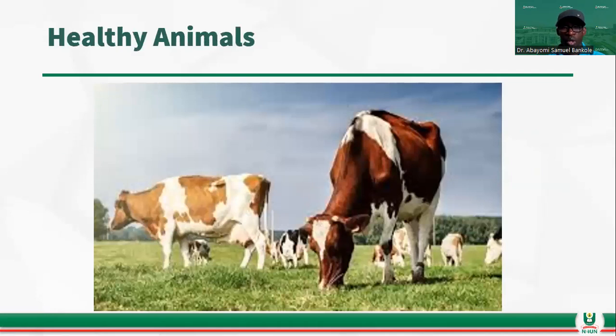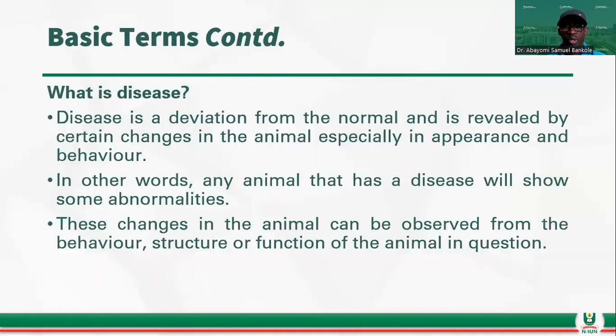So from what you can view here, you can see healthy animals. You see them looking good. So some Friesian and the cattle, and they're looking okay. At least the two of them that are big enough for you to see. Now, what is disease? That is the second term we shall be explaining today.